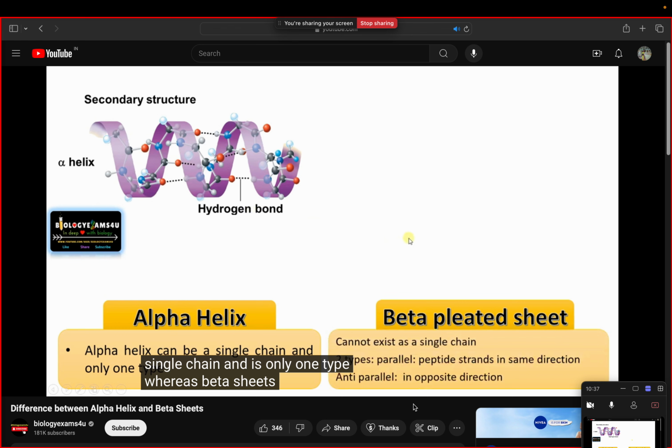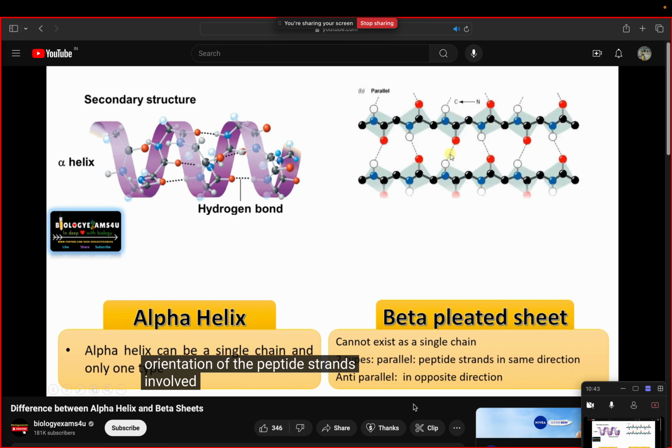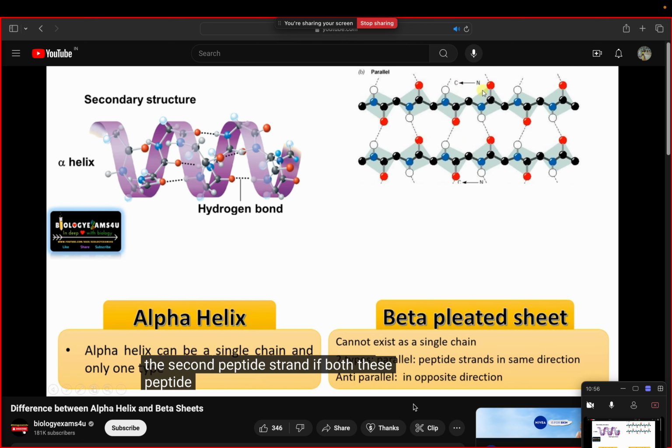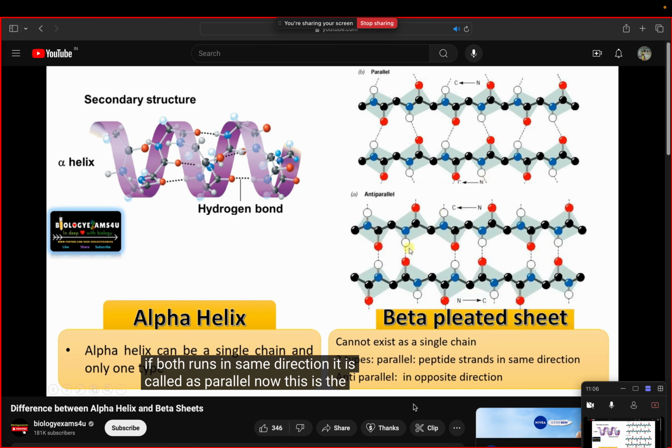Whereas for beta sheets, there are two types, depending on the orientation of the peptide strands involved. The first one is the parallel beta sheet. As you see, this is the N terminal and this is the C terminal. This is the first peptide strand and this is the second peptide strand. If both these peptide strands run in the same direction, the N to C direction, that is, amino terminal to carboxy terminal direction, it is called parallel. Then this is the anti-parallel strand.